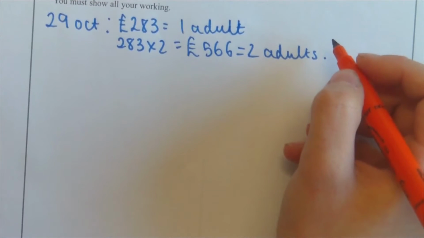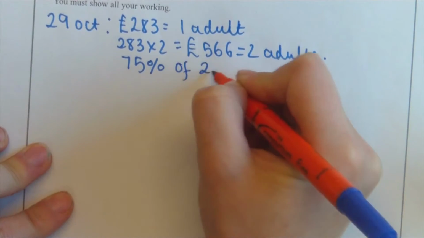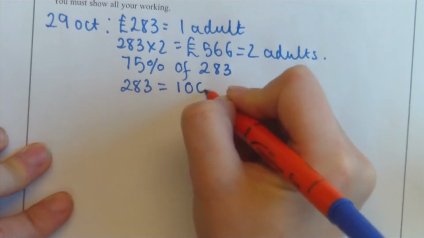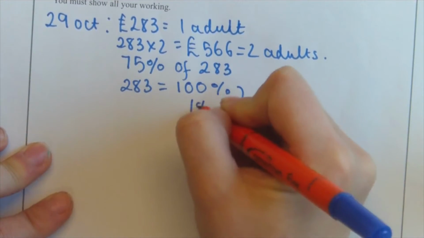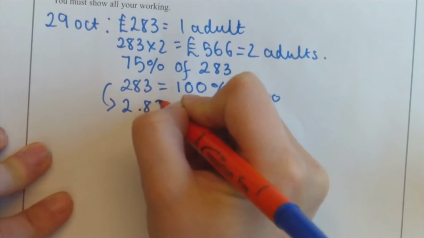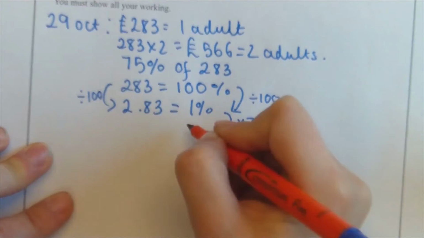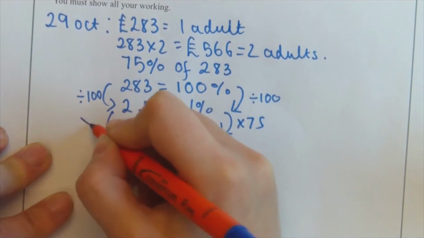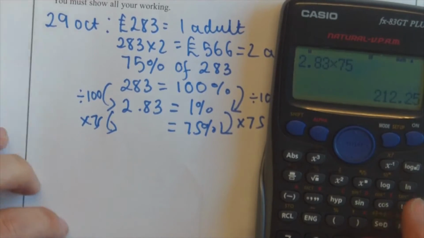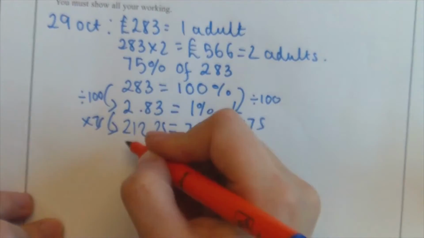Now, to work out a child, it's going to be 75% of the cost of 1 adult, so 75% of 283. Percent means out of 100, so 283 is 100%. I'm going to go back down to 1% by dividing by 100, so 1% is £2.83, and work my way back up to 75% by multiplying by 75. Again, you can just use your calculator for this. So I've got £212.25. So the cost of 1 child is that.